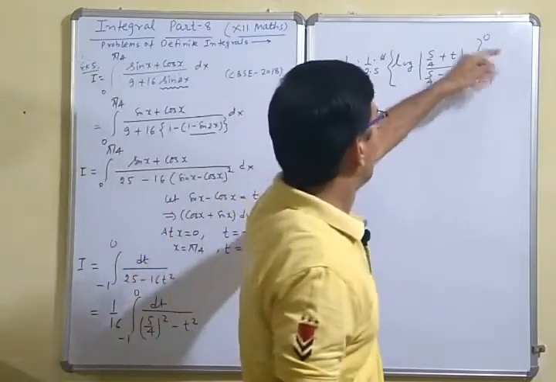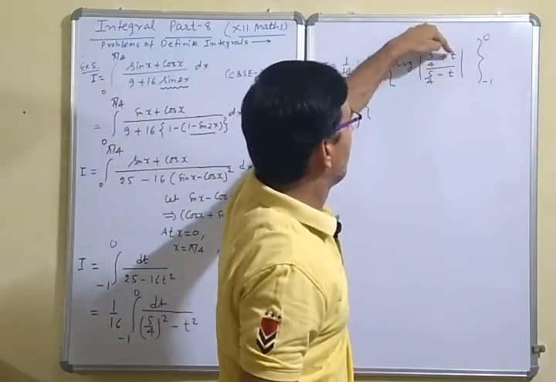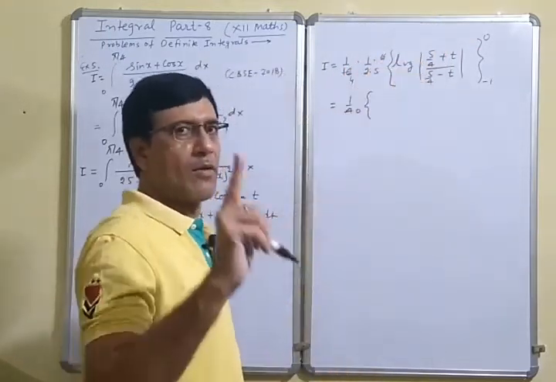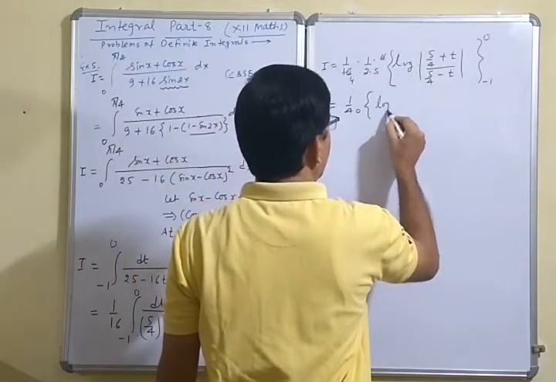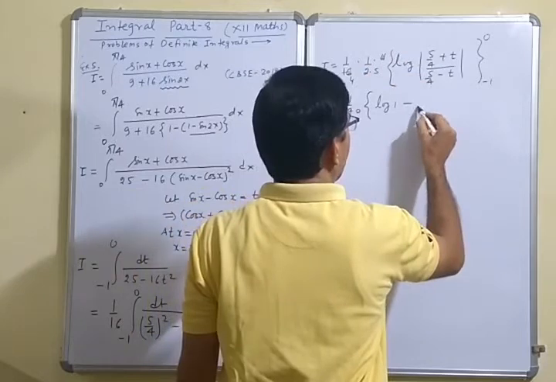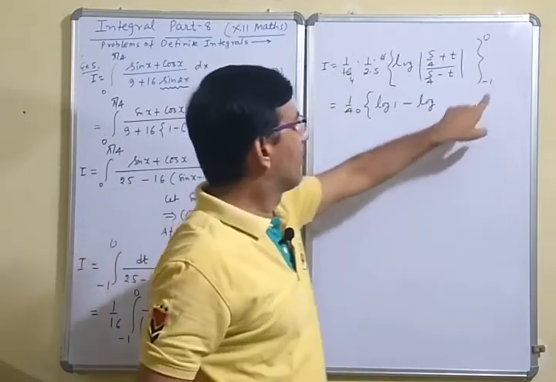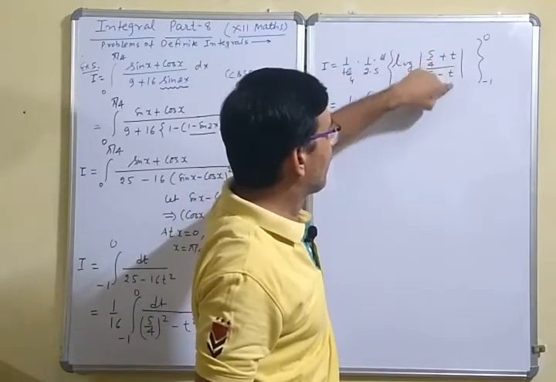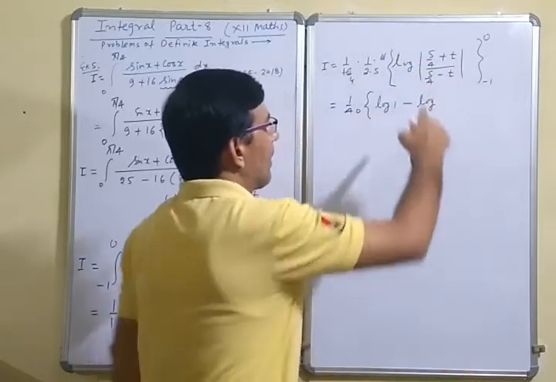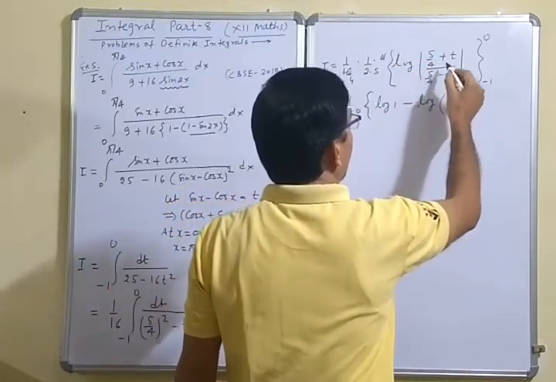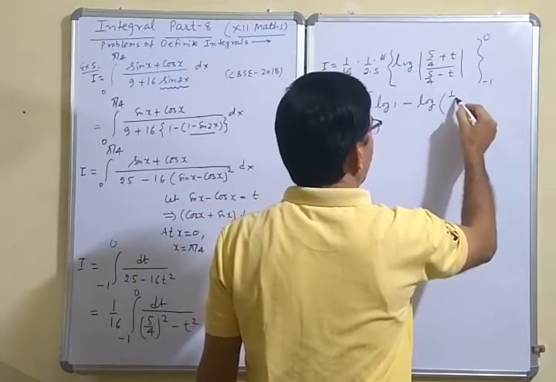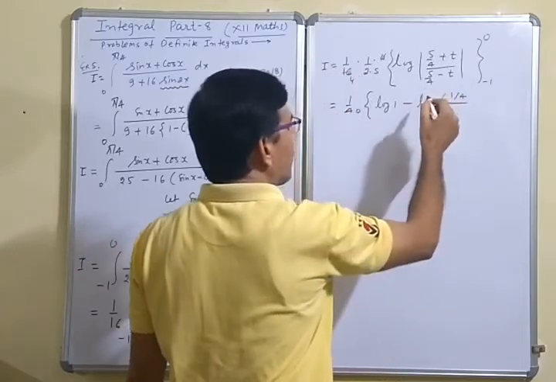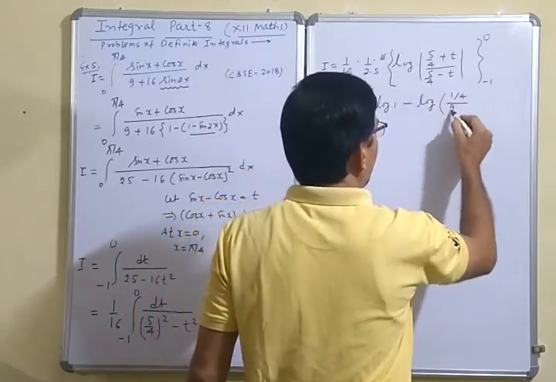For the upper limit 0, whenever we put 0, the t terms are 0, so this becomes 5 by 4 upon 5 by 4, which cancel out, that is log 1. And log 1 we know is 0. Then minus log at minus 1: 5 by 4 minus 1 in the numerator, and in the denominator minus minus plus 1, so 5 by 4 plus 1. So 5 by 4 minus 1 is 1 by 4, and in the denominator 5 by 4 plus 1, that is 5 plus 4, 9 by 4.